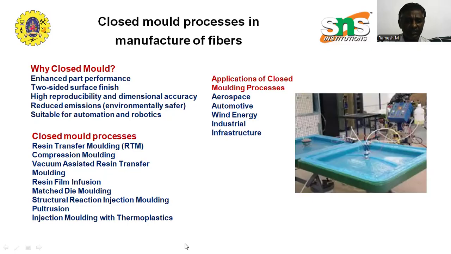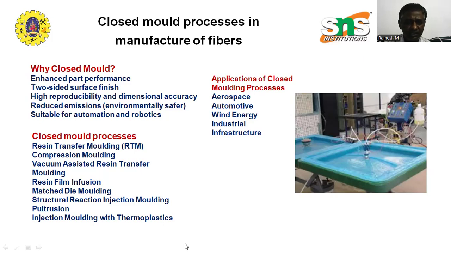In resin transfer molding, the process involves placing the dry fiber reinforcement into a closed matched die mold, followed by injection of catalyzed resin under pressure. After curing, the mold is opened and the composite part is removed.